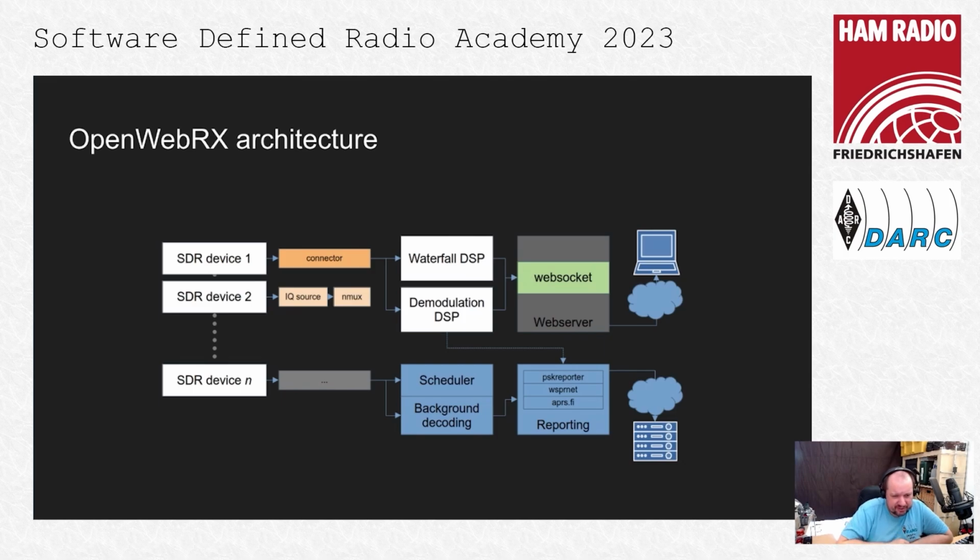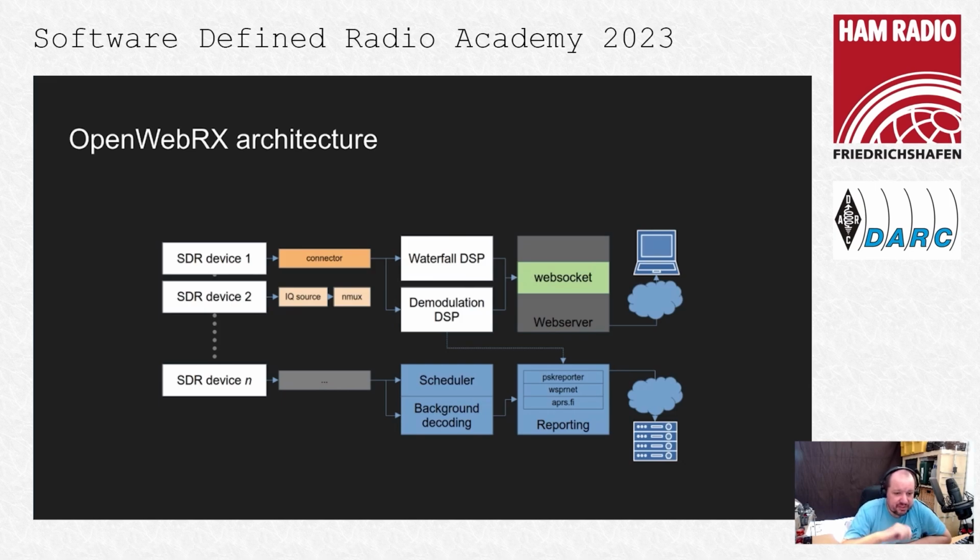Now, I've also shown a little bit at the bottom there in blue that there is also a bit of background activity. There is a scheduler and there's background decoding. As I said, these things can be enabled. They're optional. You can use those to decode pretty much any of the WSJT-X modes, like FT8, FT4, Whisper. Pretty sure I'm forgetting some, but whatever. You can also do JS8, I'm sorry.